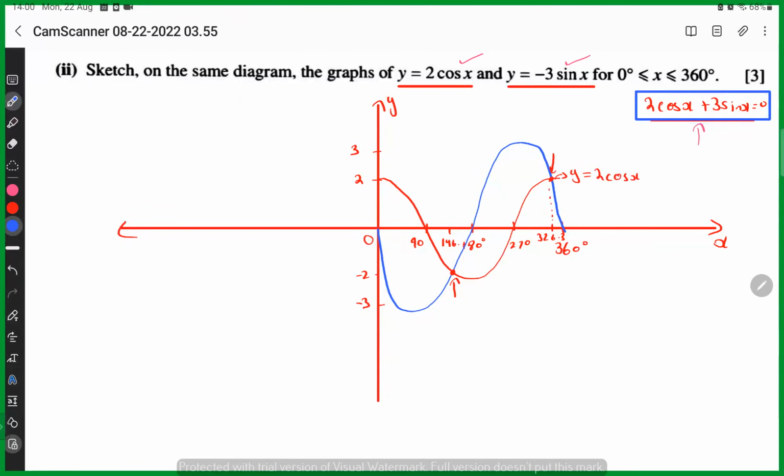And I got 146 and 326 as the roots, or as the solution, of the equation. When would I get this equation? When I equate these two equations, right? So this should make sense: the second part and the first part are linked. Okay. Now, what is the question?